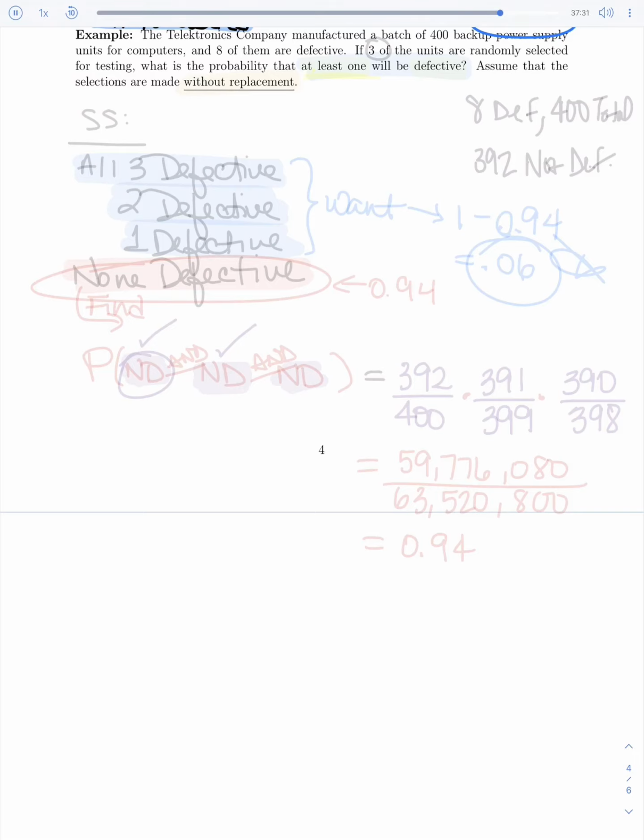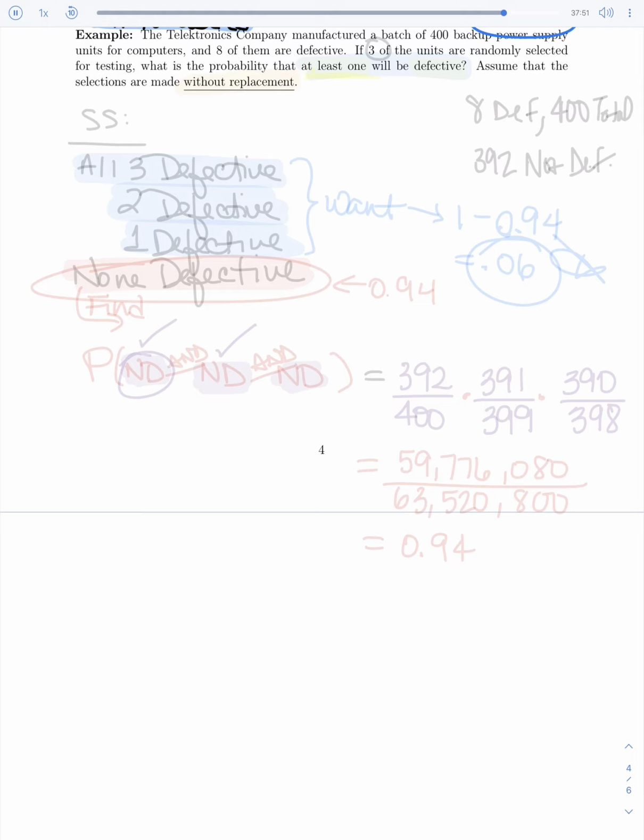Let's take a look at one last one. The Telectronics company manufactured a batch of 400 power supply units for computers. 8 of them are defective. If 3 of the units are randomly selected for testing, what is the probability that at least one of them will be defective?